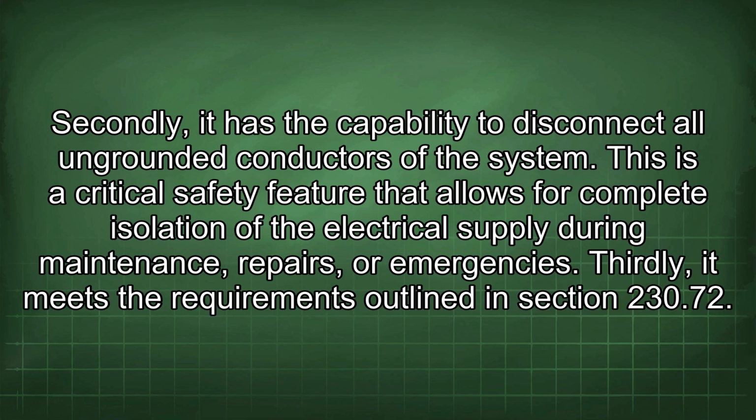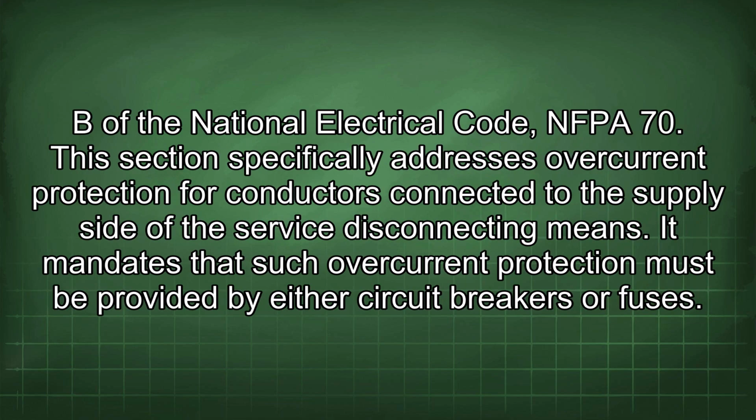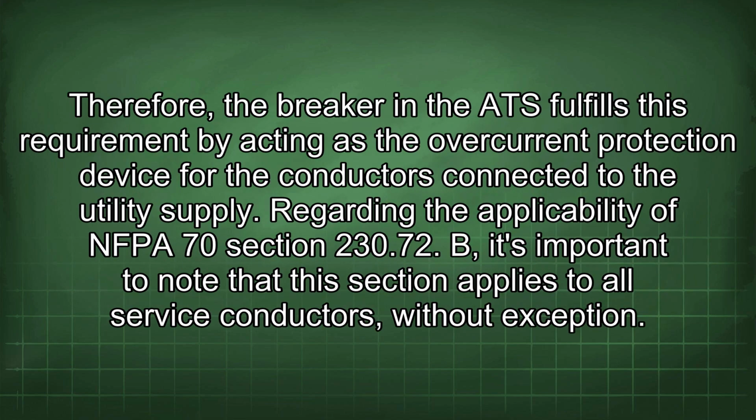Thirdly, it meets the requirements outlined in section 230.72 B of the National Electrical Code, NFPA 70. This section specifically addresses overcurrent protection for conductors connected to the supply side of the service disconnecting means. It mandates that such overcurrent protection must be provided by either circuit breakers or fuses. Therefore, the breaker in the ATS fulfills this requirement by acting as the overcurrent protection device for the conductors connected to the utility supply.